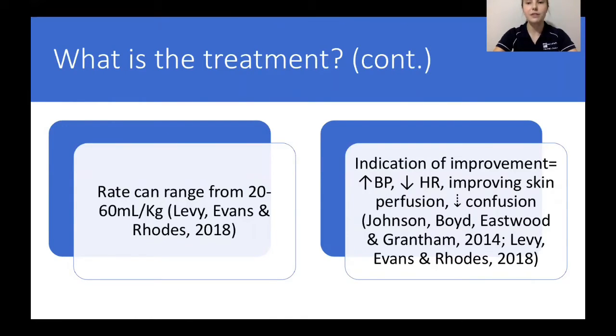This increased intravascular volume will increase the cardiac output for the patient. The initial indication of improvement from the fluid therapy will be reflected by the blood pressure improvement, decreased heart rate, improvement in the skin perfusion, and stabilization of the GCS.